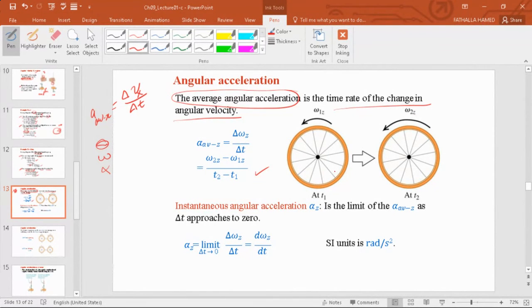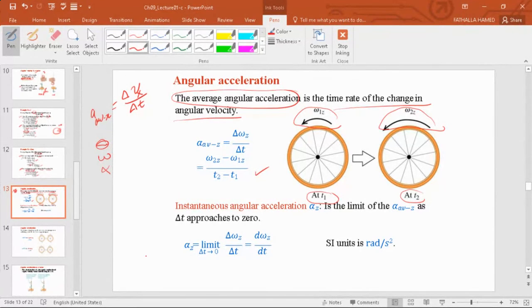Now, you can look at the figure that we have here. That's at t1, and you look at the curved arrow that's representing omega 1z. At t2 here, you look at the curved arrow that represents omega 2z, and you'll find that the omega 2z here is greater. So this value coming here is a positive value, and that's why the alpha z will be in the direction of the positive z-axis.